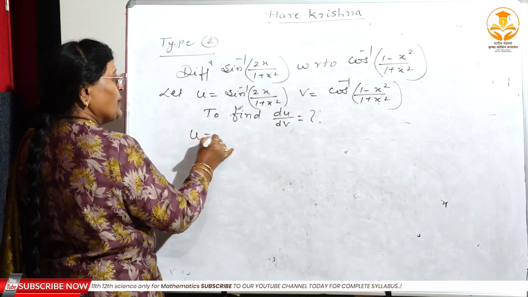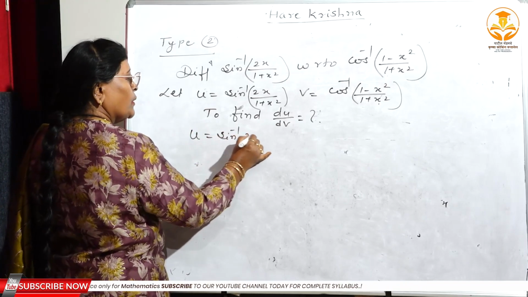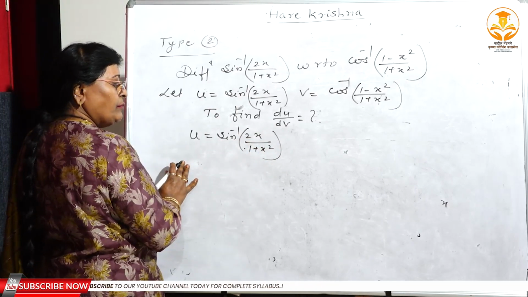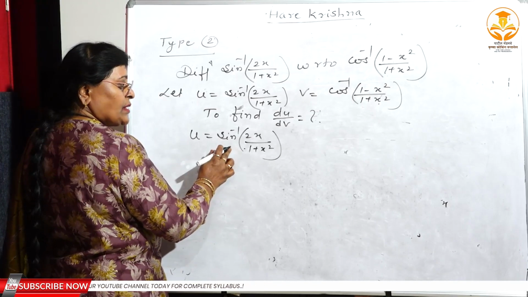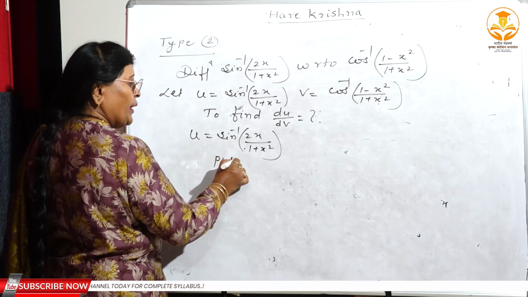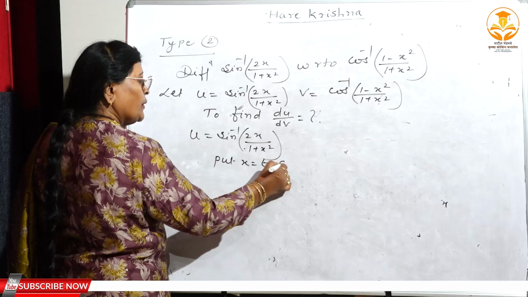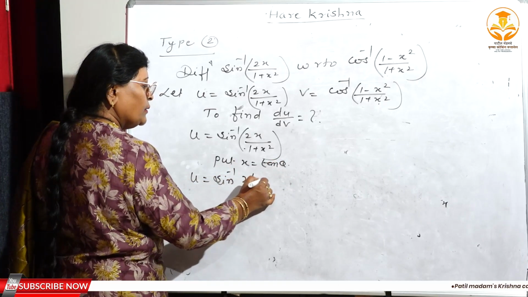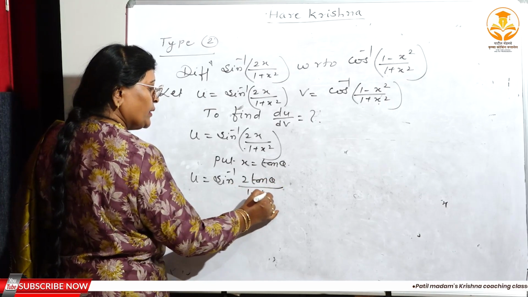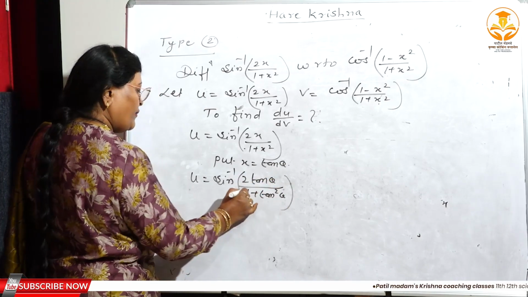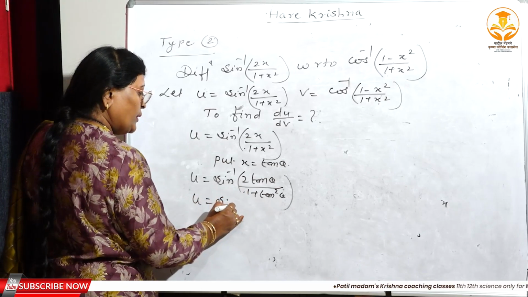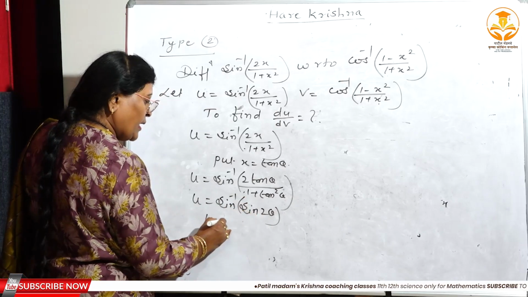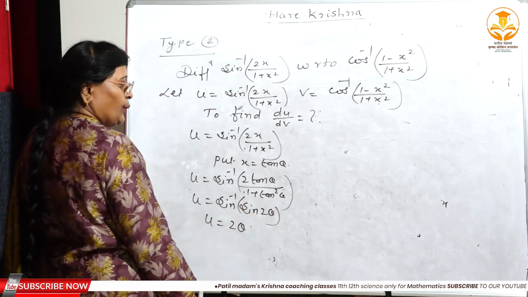Now let us take u is equal to sine inverse of 2x divided by 1 plus x square. Now you can make the substitution, because this is again the inverse trigonometric function. Put x is equal to tan theta. If you substitute, sine inverse of 2 tan theta divided by 1 plus tan square theta. Again this is the formula of sine 2 theta. Sine inverse and sine get cancelled. u is equal to 2 theta.